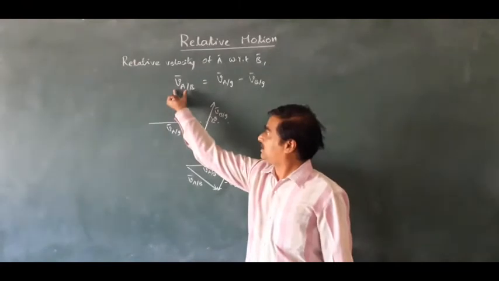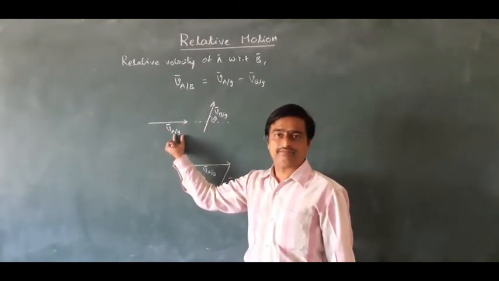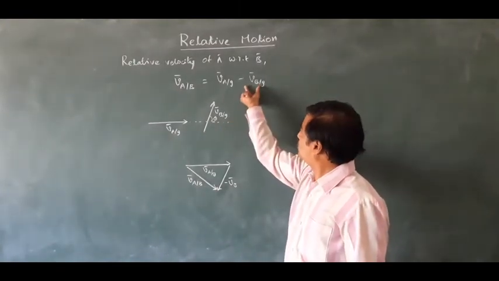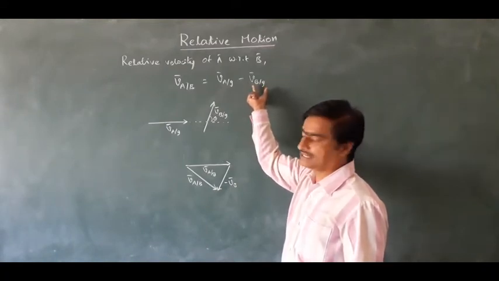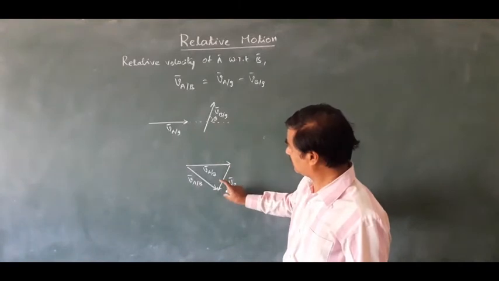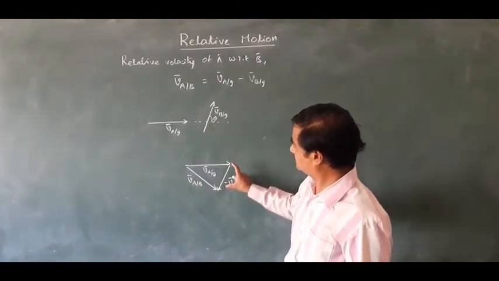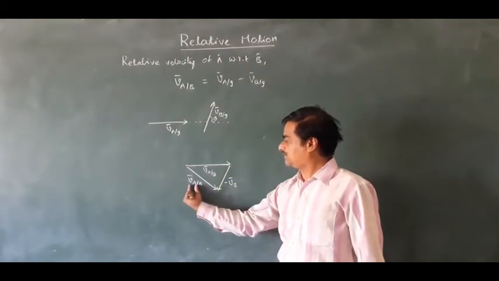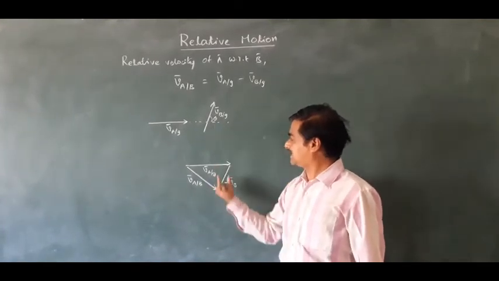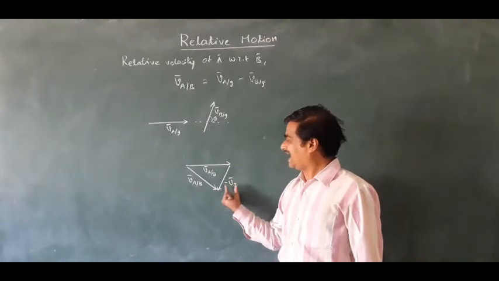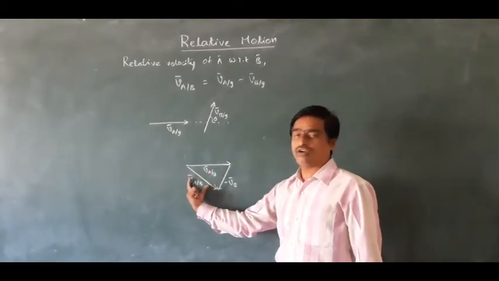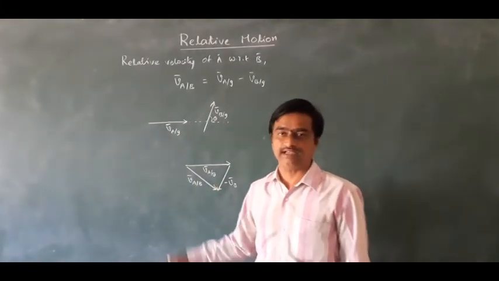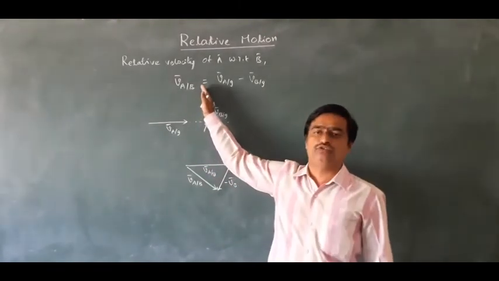First, we take the velocity of A with respect to ground. Then, second, we take the velocity of B with respect to ground. Now, to take this one as minus VBG, we have to reverse this direction. And we add these two. This is the velocity of A with respect to B. By reversing this direction, that is minus VB, we add it to VA. Then this is called the relative velocity of A with respect to B. We are going to apply this to some problems.